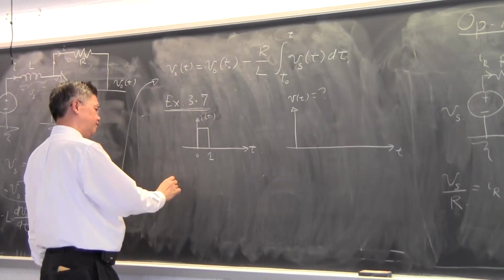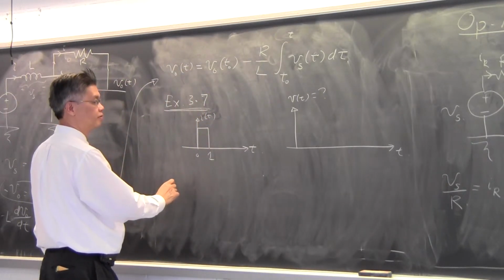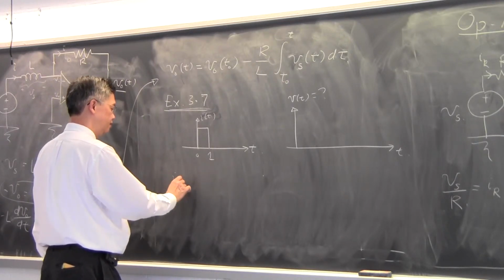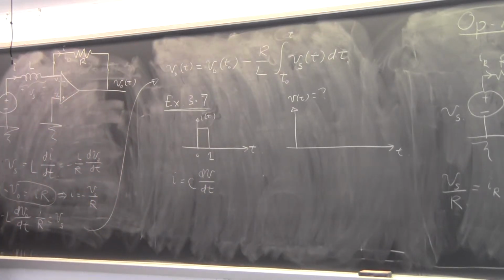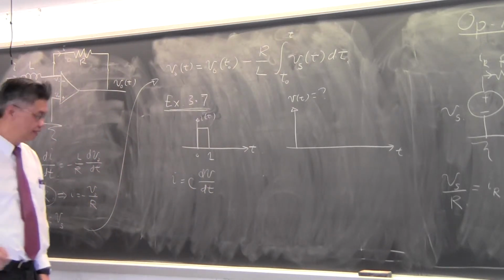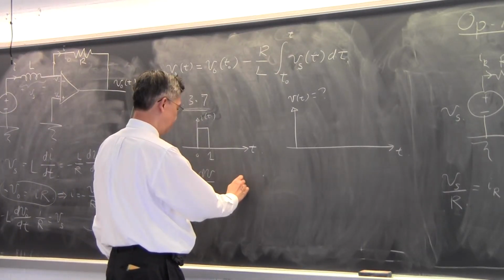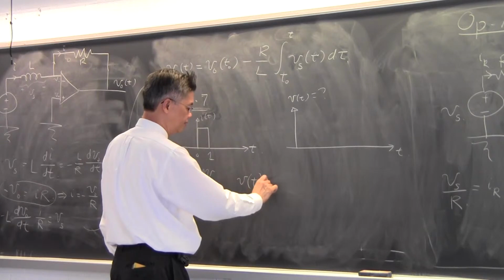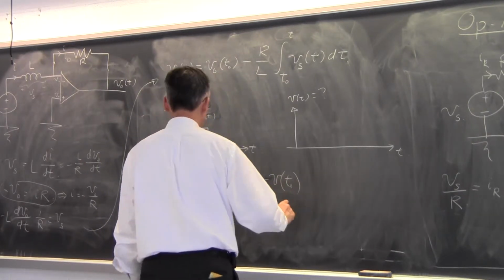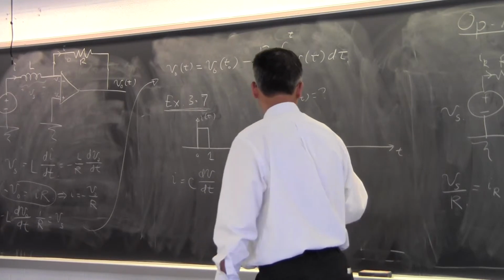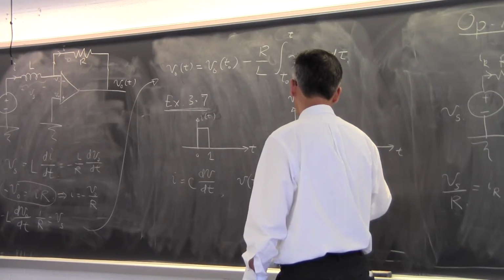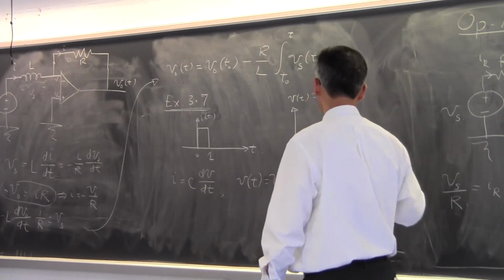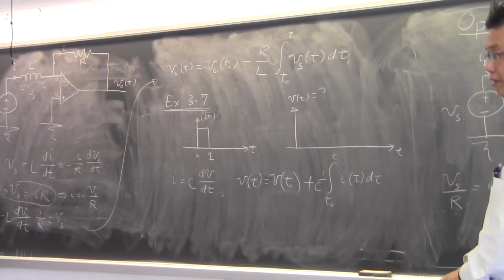So I know that for a capacitor, I is equal to C dV dt, right? Hence, I know that V of t must be equal to V of t0 plus 1 over C times the integral from t0 to t of I of tau d tau. I just integrate the equation, and I get this other equation. Okay?